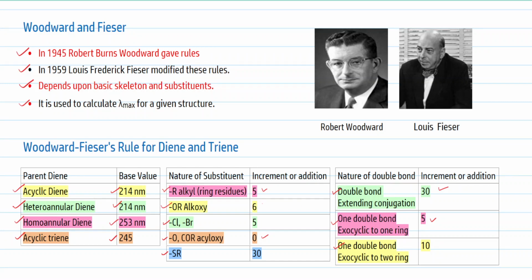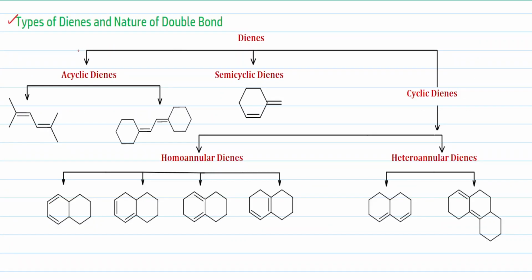Now we will see the meaning of acyclic diene, heteroannular diene, homoannular diene, extended conjugation and exocyclic double bond. Type of diene and nature of double bond. The dienes are classified into three types, that is acyclic diene, semicyclic and cyclic diene. Acyclic dienes are also called linear dienes. Here a cyclic ring may be present or may not be present, but the double bonds which are in conjugation are not present in the cyclic ring.